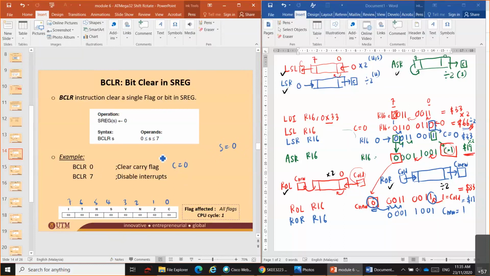So, how to do that? I can write out BCLR. What is the location of your sign flag? 4. So you just put 4. BCLR 4. Automatically, after you execute this instruction, your S flag becomes 0.